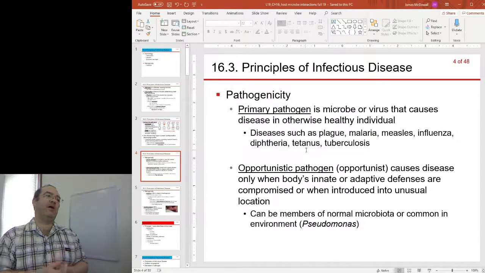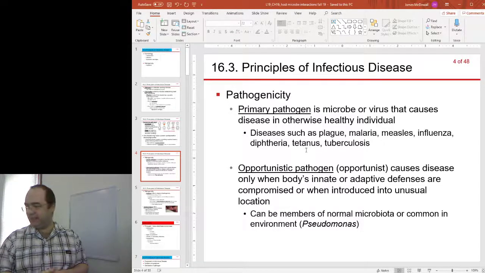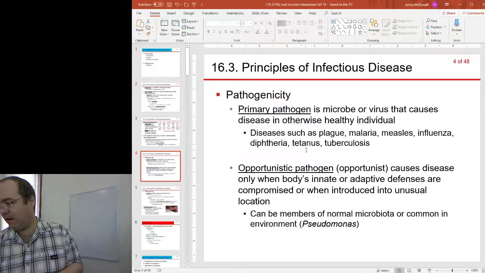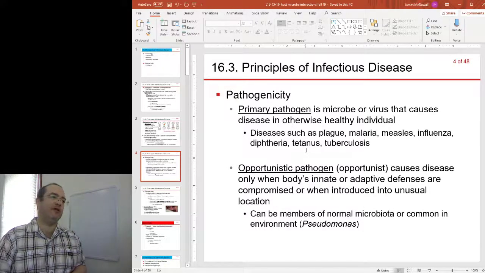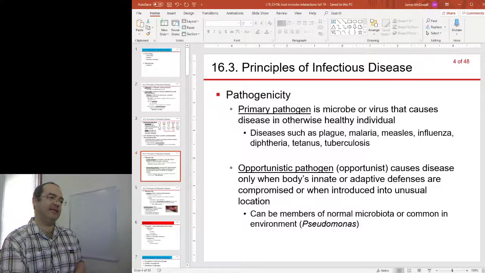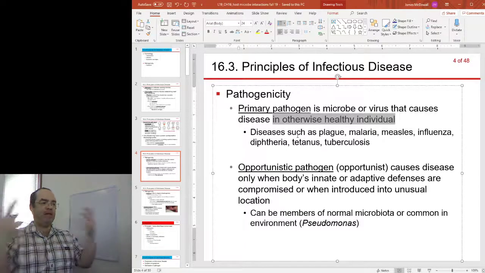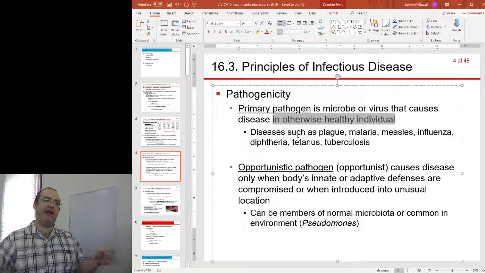So the ability of a microbe to cause disease comes under the heading of pathogenicity. A primary pathogen, then, is a microbe or virus, or those other pathogens, that causes a disease in an otherwise healthy individual. So plague, malaria, measles, and influenza. You're going about your business, you're feeling fine, and then you get hit with one of these diseases.